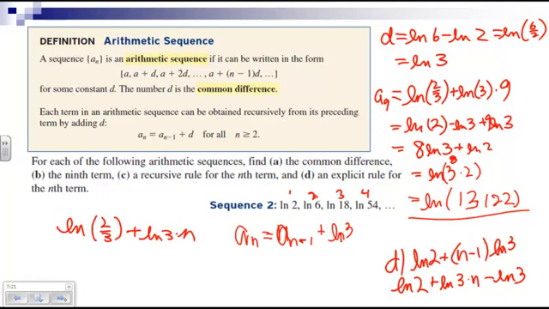Wait, you said minus the difference? Plus the difference. Plus the difference? Every term got bigger by the difference.